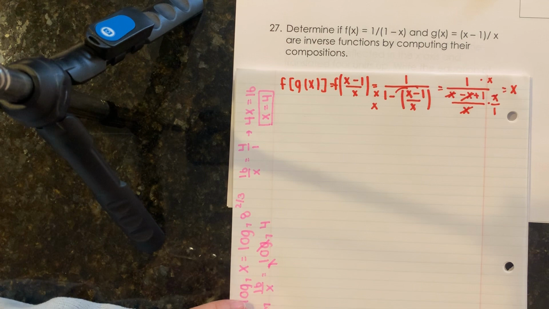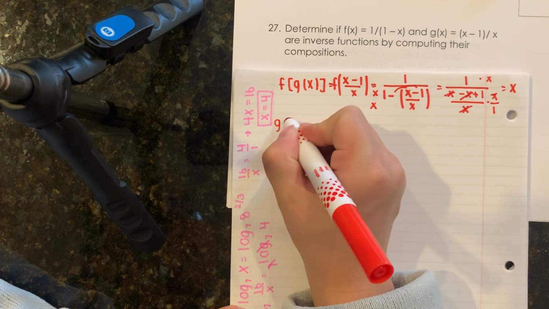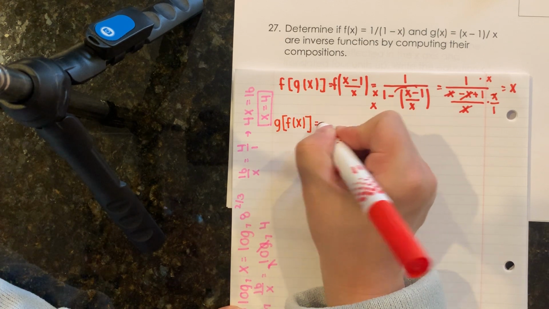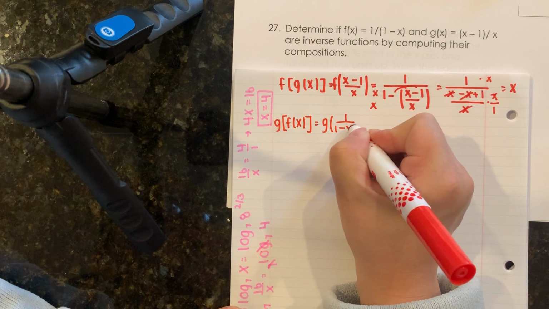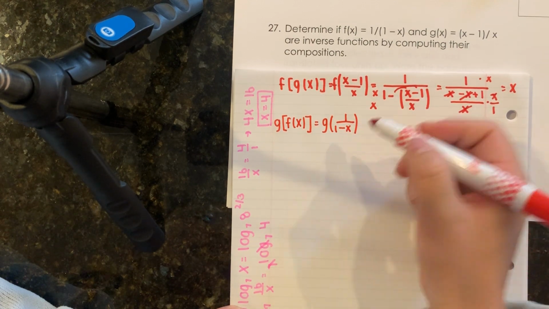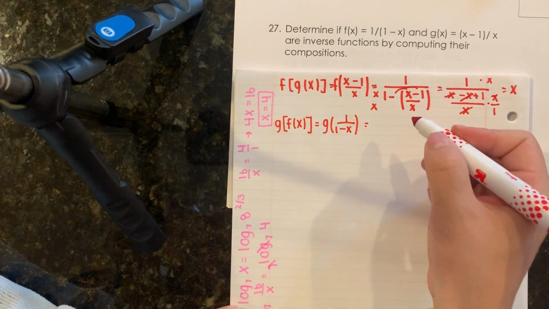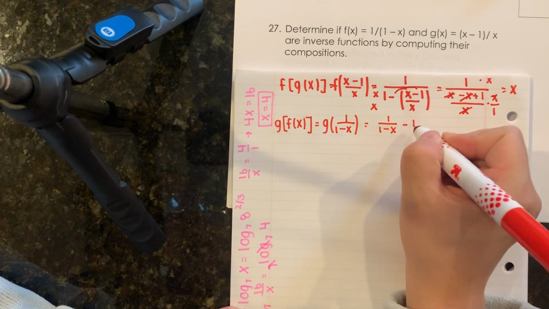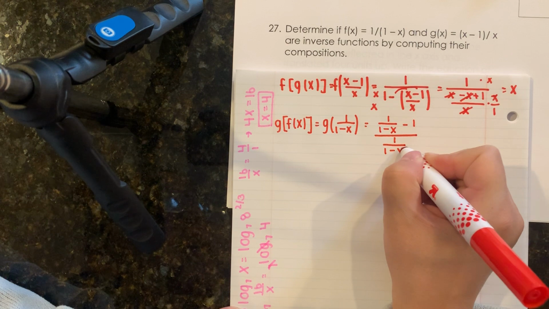Now you're not done because both composites have to be equal to x in order for them to be inverse functions. So I now have to go and compute g composite f of x. I know what my f of x function is. It's 1 over 1 minus x. And that means I take this and replace all the x's in my g function with that entire function. So that would be 1 over 1 minus x minus 1 over 1 over 1 minus x.